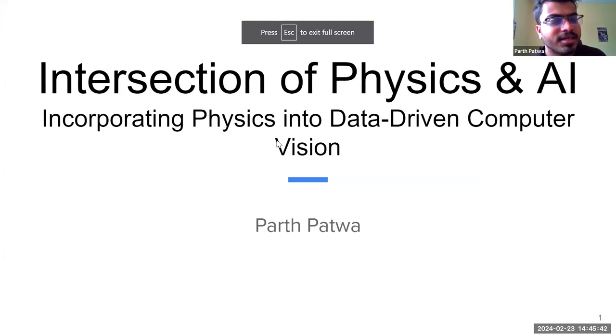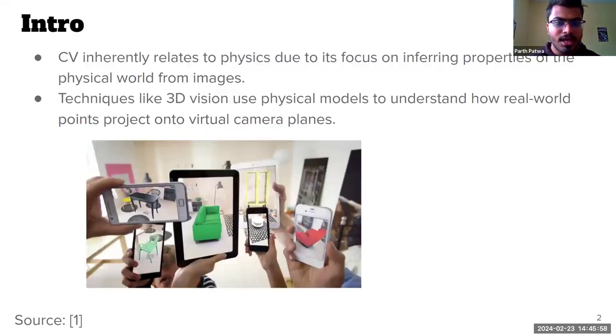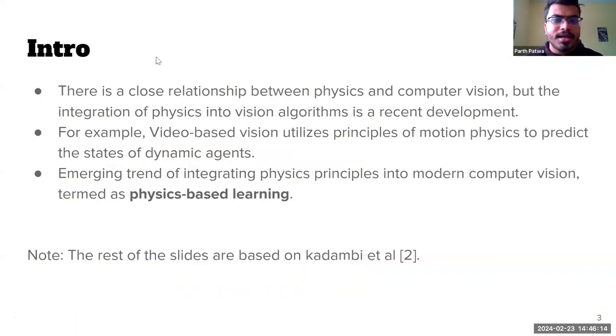So now we saw that physics-inspired neural networks are being applied to a lot of fields, but let's dive deeper into how exactly to incorporate physics specifically in computer vision. And why does it make sense? Because computer vision inherently relates to physics because it infers properties from the physical world, like the shape or the position and so on. This clearly motivates a close relationship between physics and computer vision. So there is this emerging trend of integrating physics into computer vision, and this presentation is based on the paper by Achuta Kadambi, which also talks about the same topic.